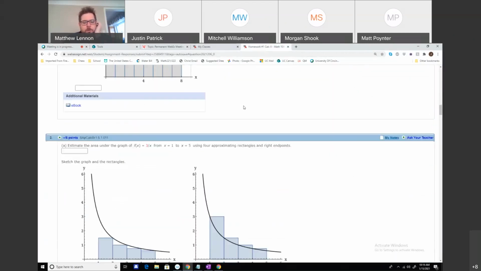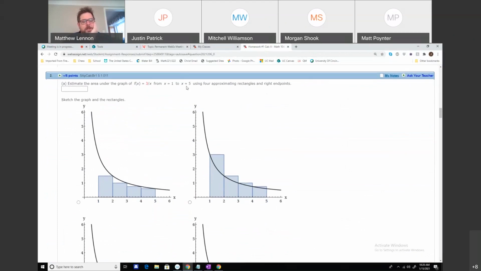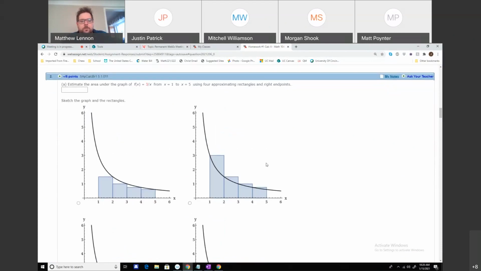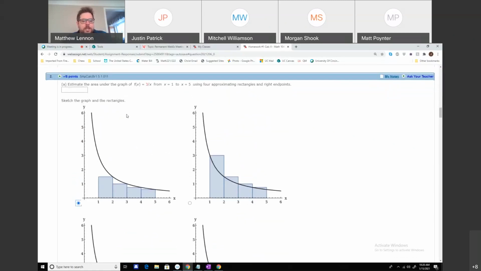let's continue onward. So for number 3, they have the function 3 over x, so we can actually get it exact. We don't have to just rely on a graph this time. So for approximations and endpoints, so right endpoints they say here, so we know it's right. So the right corner should be touching the graph, and we're going from 1 to 5. So this is the only graph with the right corners touching. So we know it's choice A.